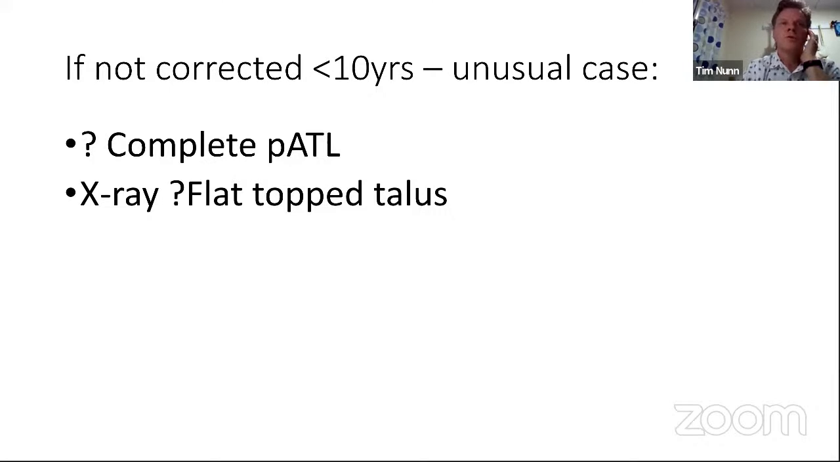So of those that are not corrected under the age of 10, I would say these were somewhat more unusual cases in our setting. We need to check whether the percutaneous Achilles tendon lengthening was indeed complete. And as I mentioned before, getting a nice cross-table lateral X-ray to look at the talus morphology is important.